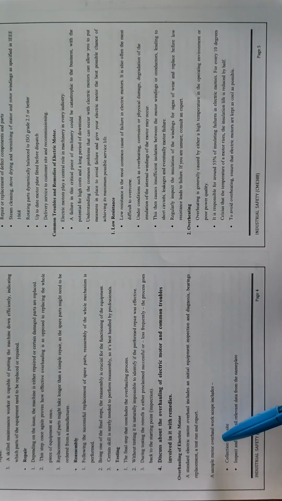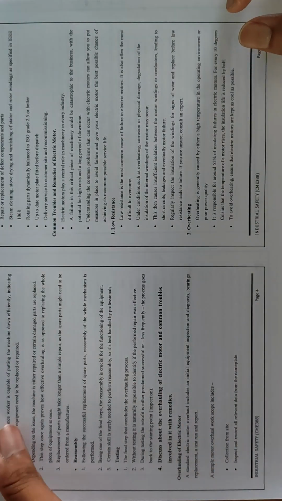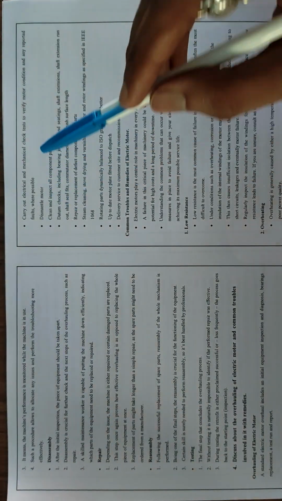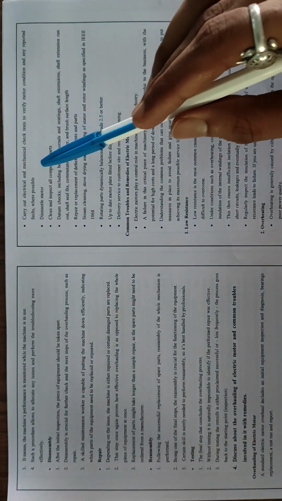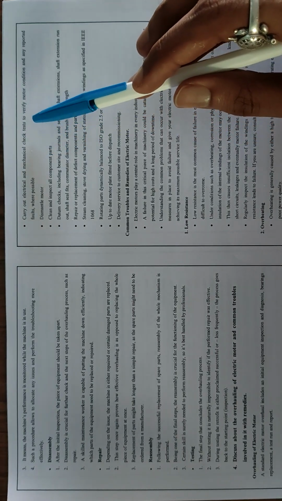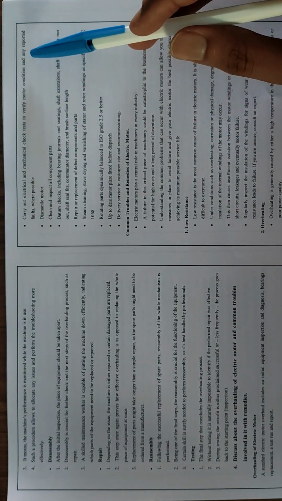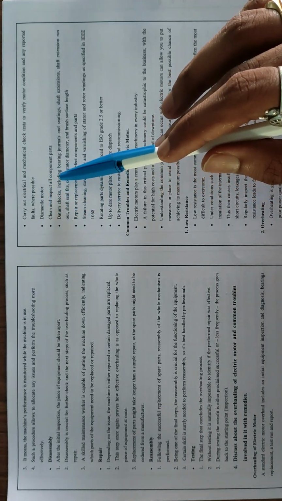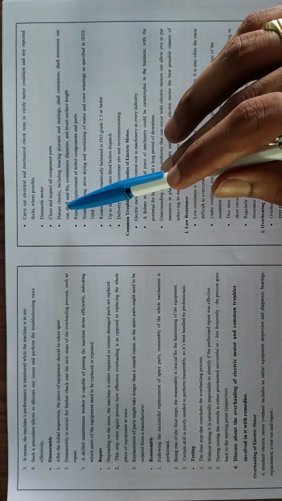A sample motor overhaul work scope includes collection from site, inspection and record all relevant data from the nameplate, carry out electrical and mechanical check test to verify motor condition and any reported faults where possible. Dismantle motor, clean and inspect all component parts.